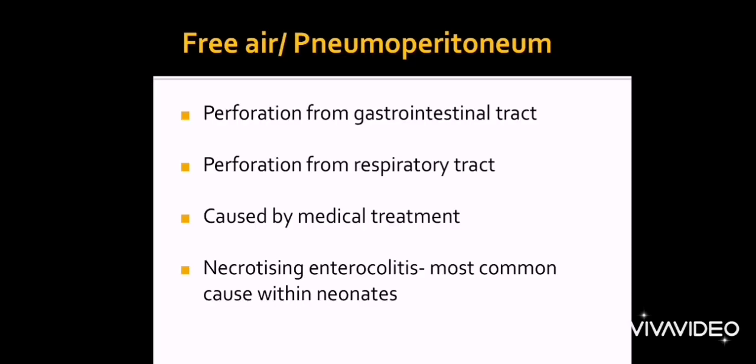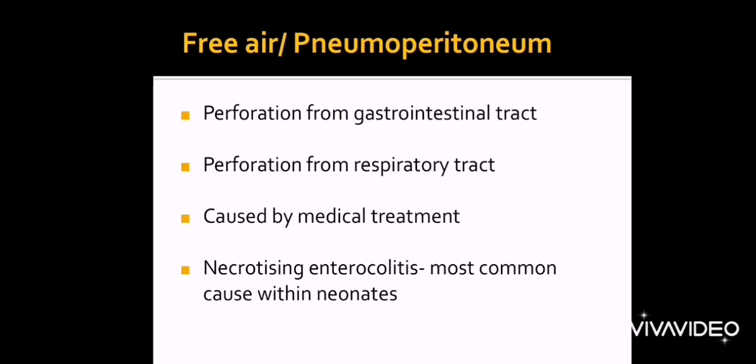Great. So as Gemma said, some of the causes of free air are perforation. You can get perforation within the gastrointestinal tract or within the respiratory tract, so it's air that has gone from one of these places into an area of the abdomen that it isn't meant to be. It can also be caused by medical treatment, such as the placement of UVCs or UACs, and one of the most common causes of free air is NEC, necrotizing enterocolitis, or infection within the abdominal cavity.